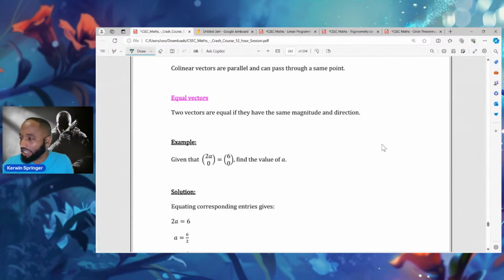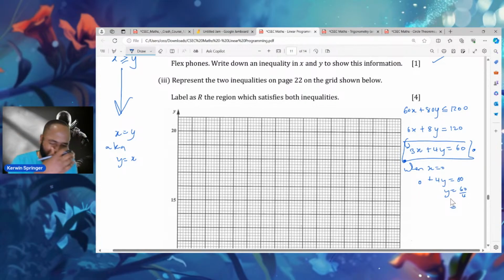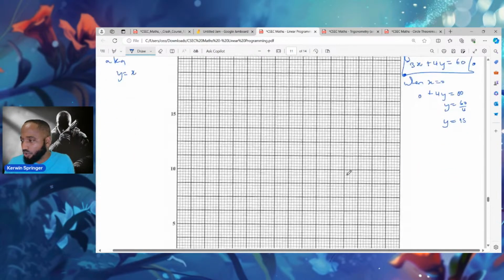But this line is not a generic line. This is a special line. How do we do lines like this? The fastest thing to do is substitute x equals 0 and substitute y is equal to 0. So when x is equal to 0, this will cancel out. 3 times 0 is 0, plus 4y is equal to 60. So y would be 60 divided by 4, which is 15. So y is 15, and we get a point: 0 on the x and 15 on the y. That's here.